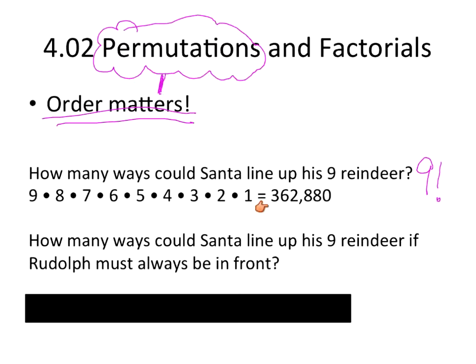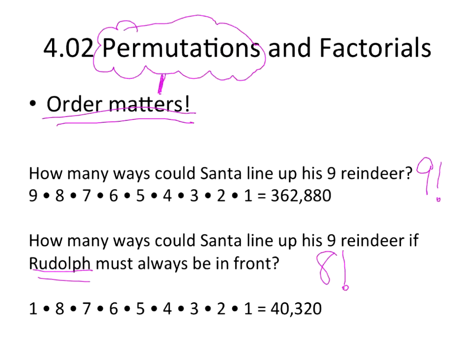But I'm going to change the question on you slightly. Now it says, how many ways could Santa line up his 9 reindeer if Rudolph must always be in front? Isn't it true he always has Rudolph first? Is that right? Because he has the bright red nose, right? So Rudolph always has to be first. So that means how many of the reindeer really have the option to switch places? What do you guys think? So really only 8 reindeer have the option to switch places. So we're really talking 8 factorial for this problem. So Rudolph is first.